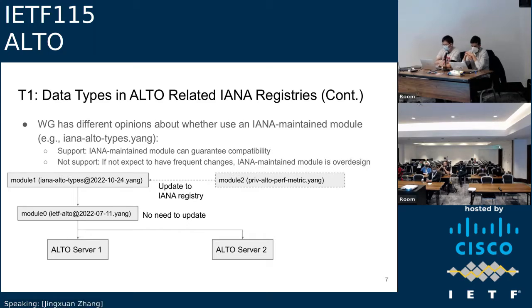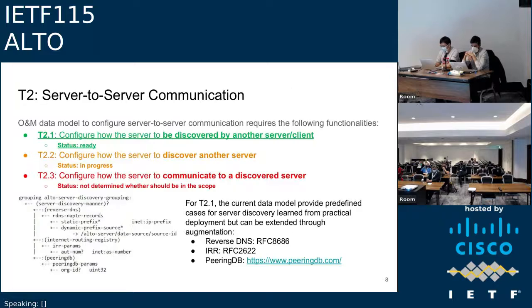Yeah, so next page. And that's a major part. We have a lot of discussion on the mailing list. So to achieve the server-to-server communication, we identify the OM may need to have the following three parts of the configuration. So one is we need to configure how the server to be discovered by another server or client. And this part is already included in the latest revision. And we will provide the new grouping of the auto server discovery grouping, and it can have the different kind of the manners.